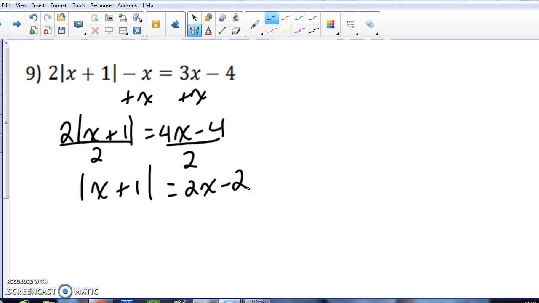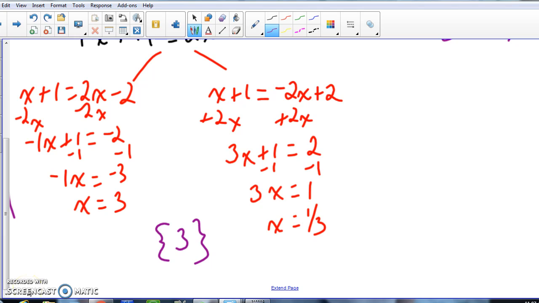Again, I'm at a point where now I'm ready to set up my 2 cases. Please remember, if nothing else, that you may not set up the 2 pieces for absolute value until you isolate it. So once again, pause the video, try it, and then we can check our work with one another. All right, so hopefully you ended up with these 2 answers. That's my hope.